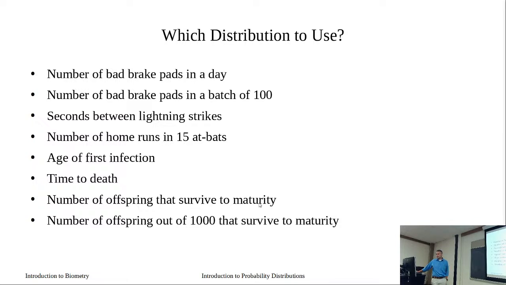Number of offspring that survive to maturity. Poisson. And number of offspring out of 1,000 that survive to maturity: binomial. So here, again, 2 different things. We don't know what our out-of number is, but as soon as we say out of 1,000, you can say number of offspring that survive to maturity in a clutch. We didn't define how big that clutch is. Could be 1,000, could be 10,000, could be 3. All right, so that's what we're looking at.